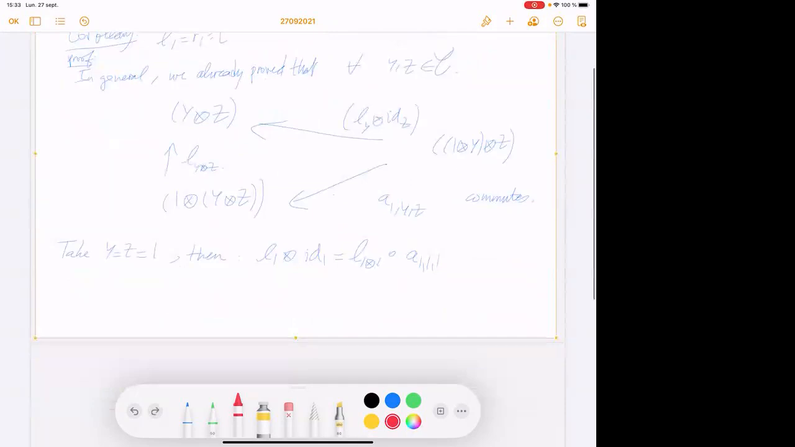And similarly, using the triangle with R. Here we have the triangle with L, but you have the same triangle with R. And if you use that, you get the same kind of equality: L1 tensor identity of 1 equals L1 tensor 1 commutation with A_{1,1,1}. But now R1, sorry.